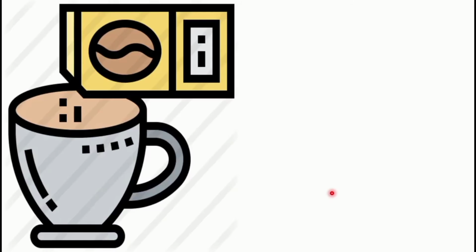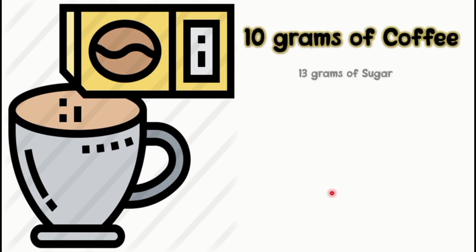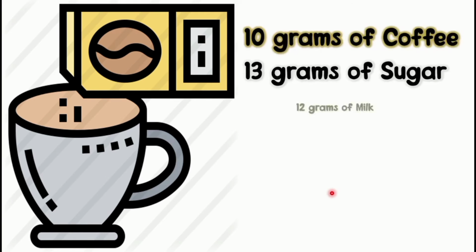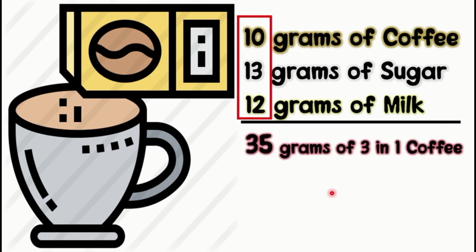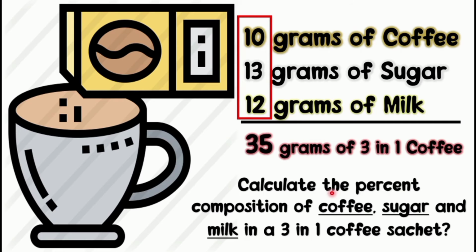Example: are you a kind of person who is a fan of drinking coffee, or is coffee life? We have an instant coffee, and it consists of coffee, sugar, and milk. One sachet of coffee has 10 grams of coffee, 13 grams of sugar, and 12 grams of milk, and the sum of the three ingredients will be 35 grams of 3-in-1 coffee.